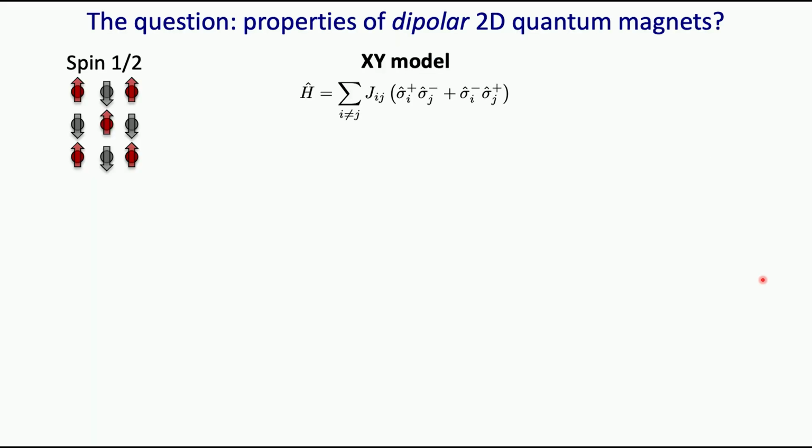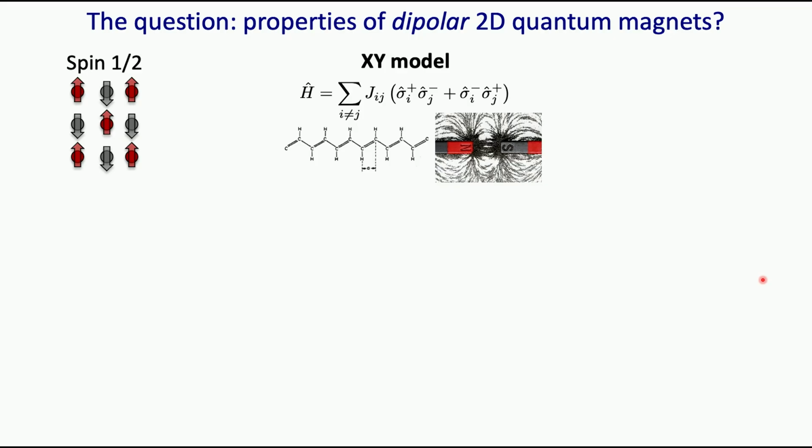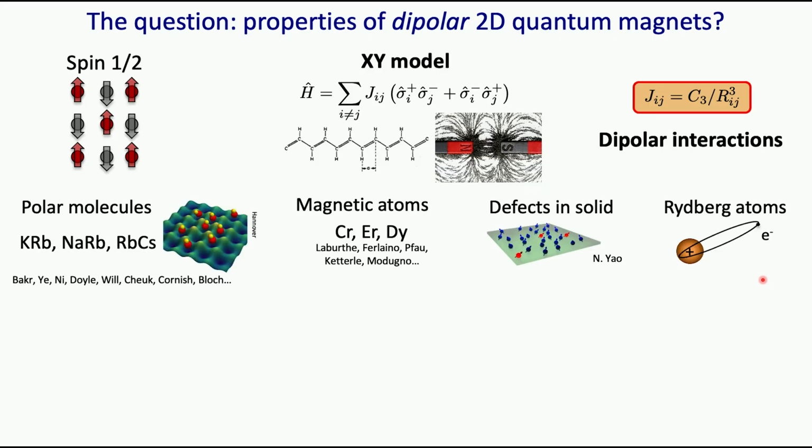Okay, so the question we're going to ask is the following. We just take an ensemble of spin 1/2 particles, we pin them in space, and they interact through this sigma plus sigma minus Hamiltonian, which is relevant to study magnetism, as we discussed, but also the transport of excitations in systems. What is special here is the fact that this is a 1/r³ interaction. This is a very important point because, first, it's relevant to many different platforms. We've heard about Rydberg. I just discussed that.